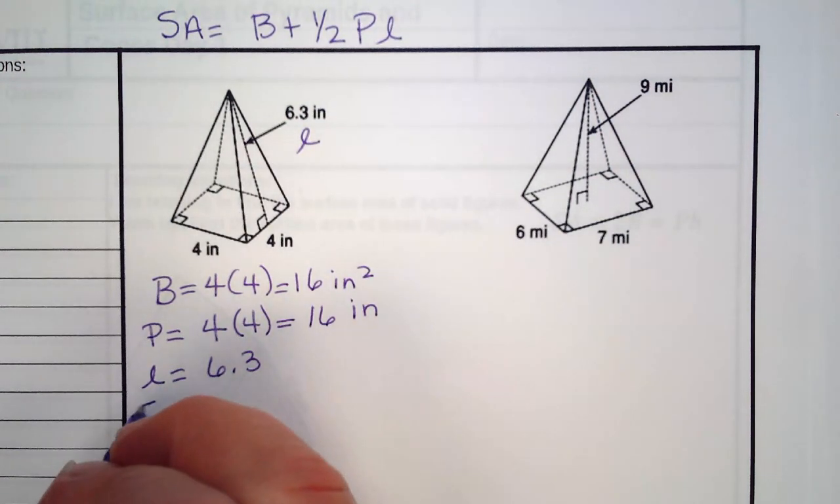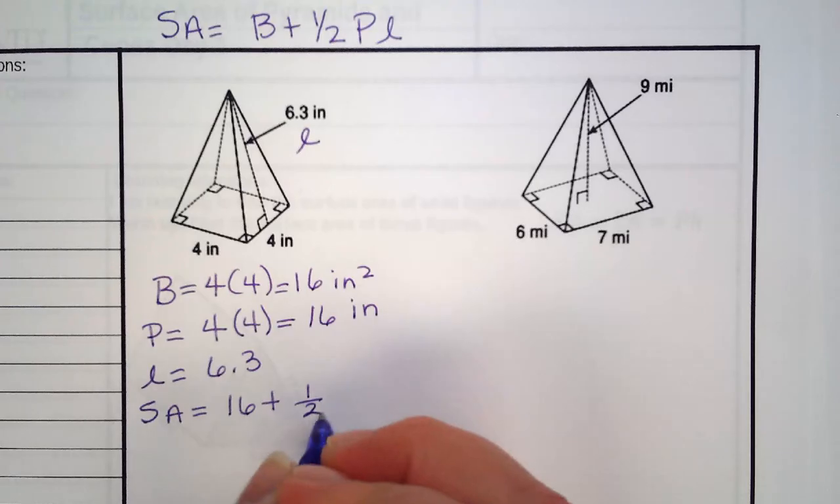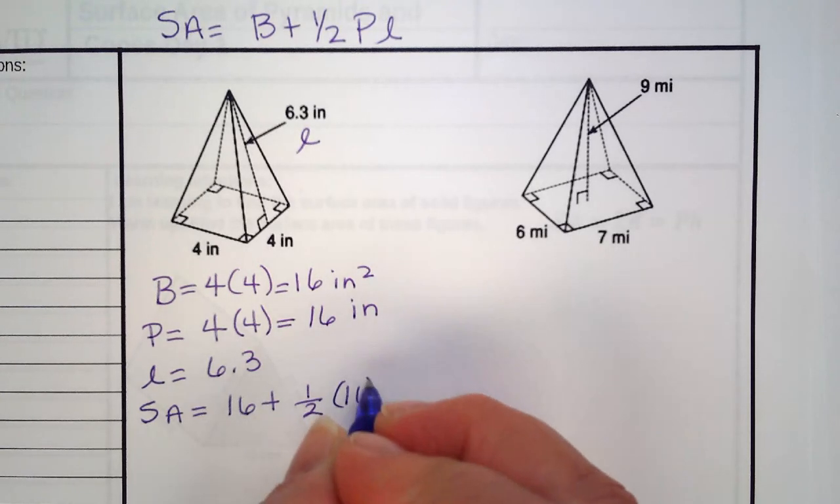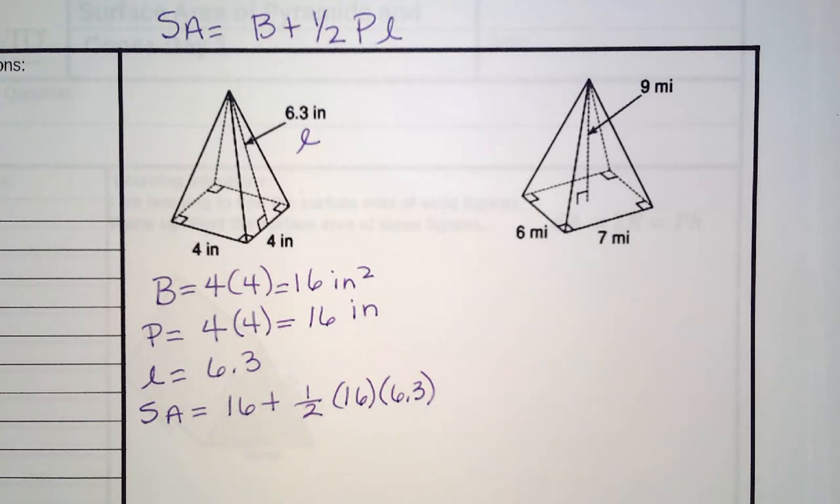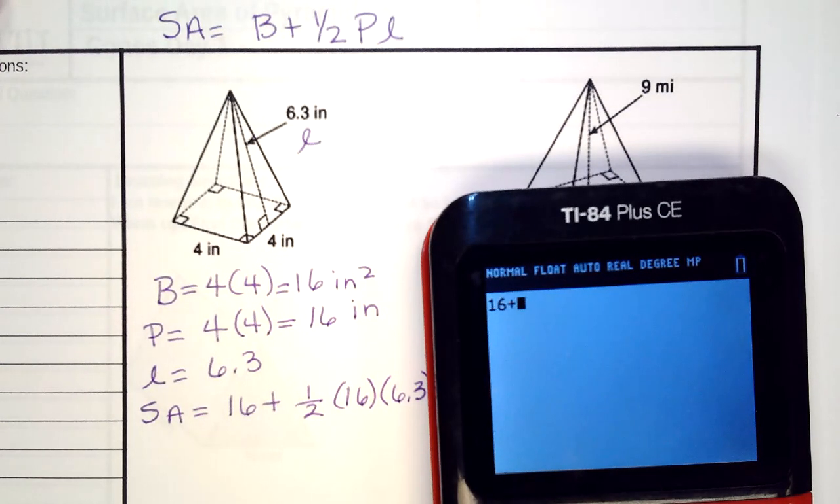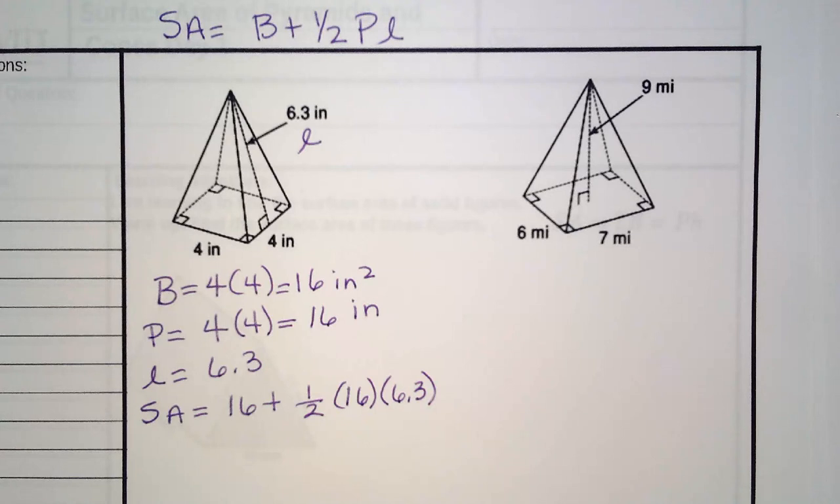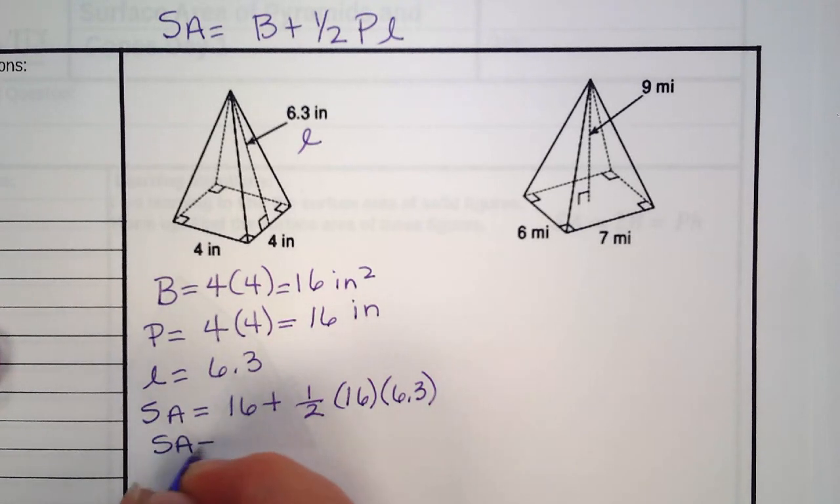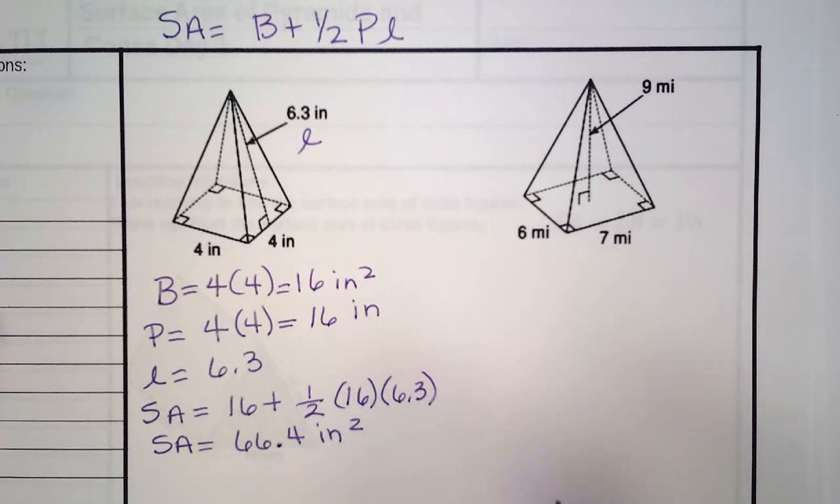Putting it all together, 16 plus 1/2 of 16 times 6.3. Putting it in your calculator, 66.4. And that will be inches squared.